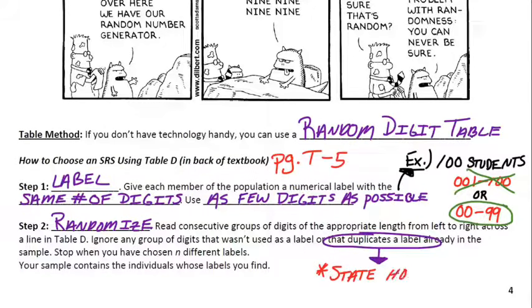If it duplicates a label, you need to state how you're going to handle those duplicates. If duplicates are okay with you, that's fine. But if you need 10 different people in your sample, then you need to say, okay, if I get any repeats, I'm going to ignore them. You just need to be clear, so state what you're going to do with the duplicates.